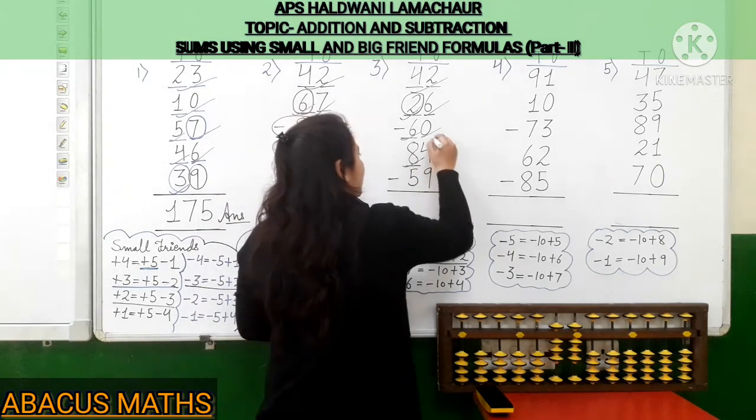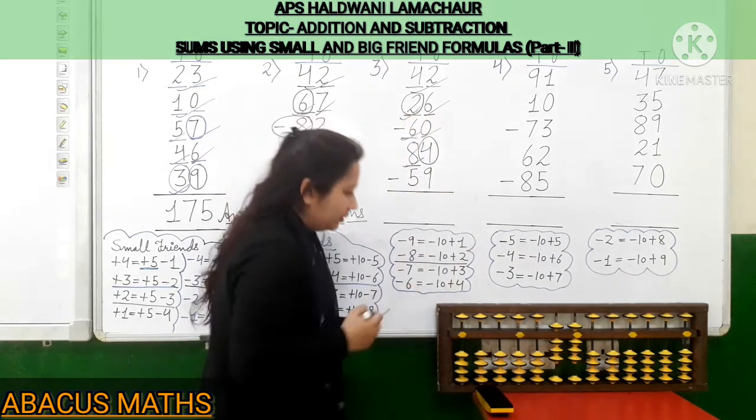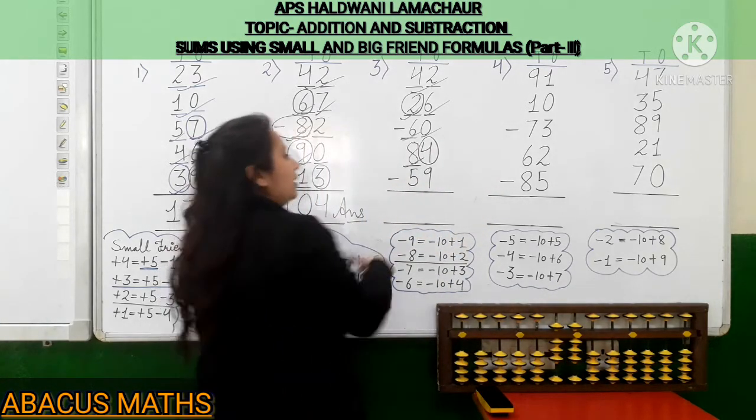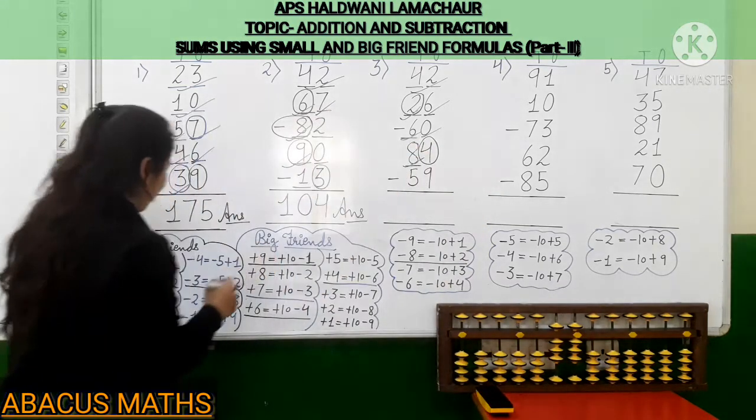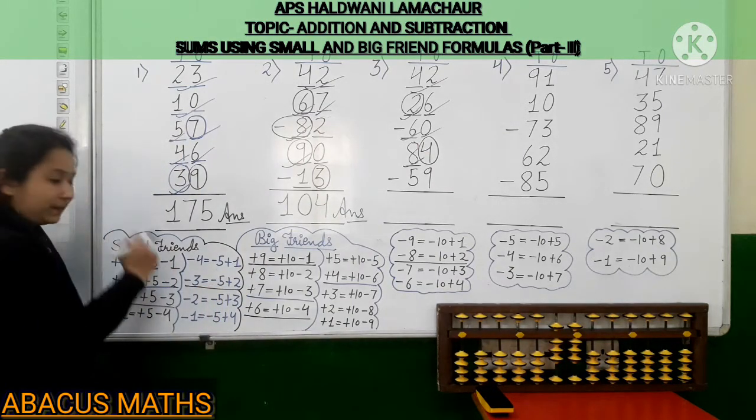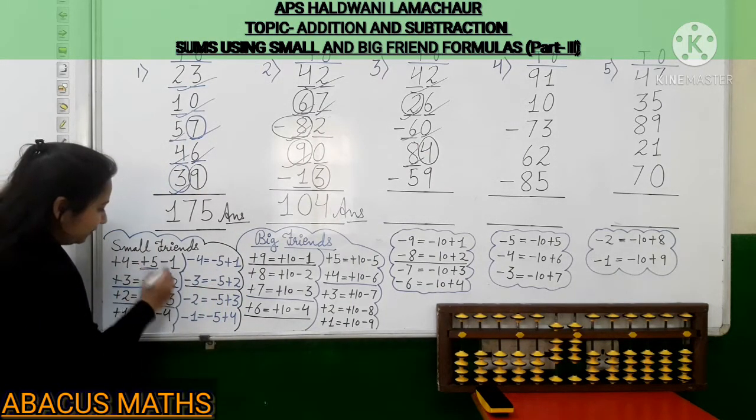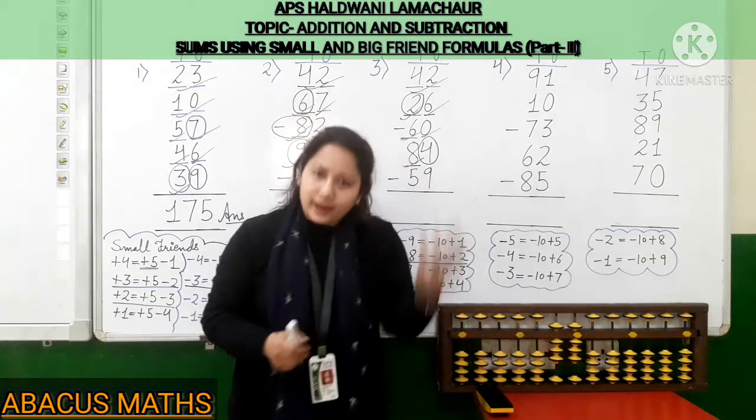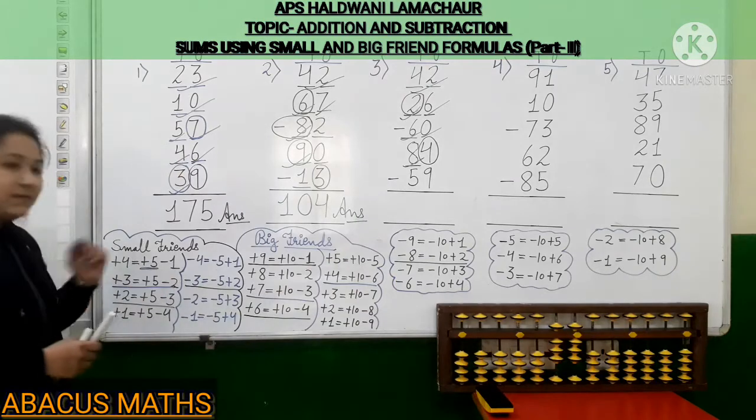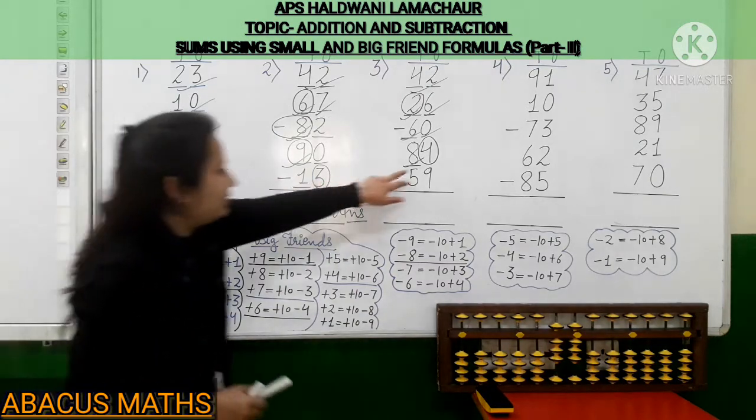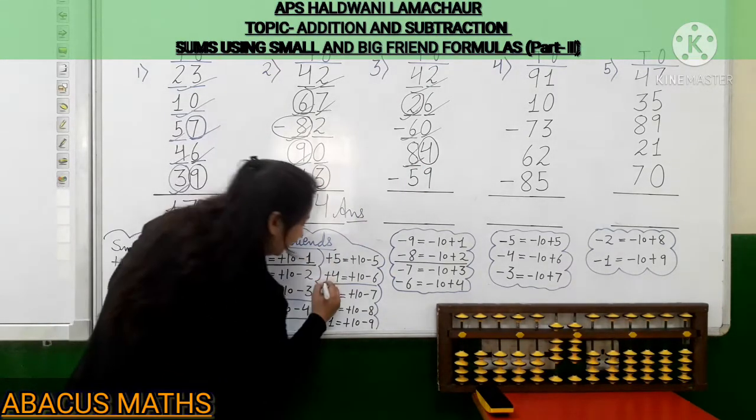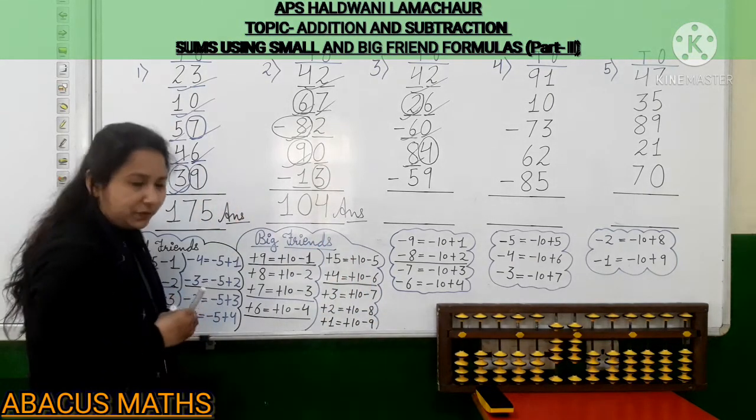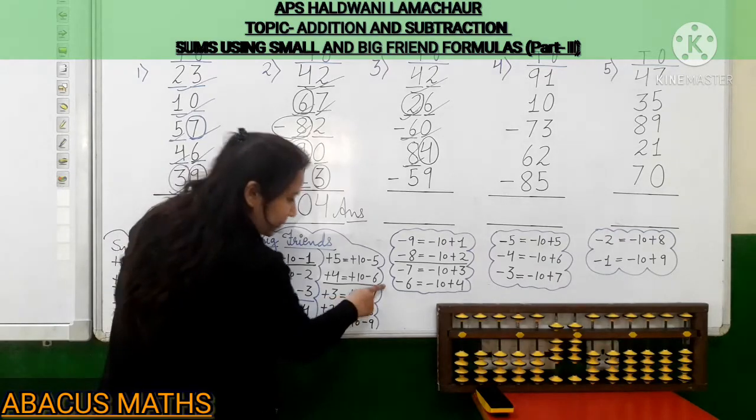Next add this 4 in the ones rod. Now you can see that only one bead is there. So how will you add 4? Now for adding 4, take the help of small friends. For adding 4, there is plus 5 minus 1. As you can see, 5 is already added. So how will you add this 5 again? So for adding 4, you will take the help of big friends. But first of all we have to add plus 10 minus 6.